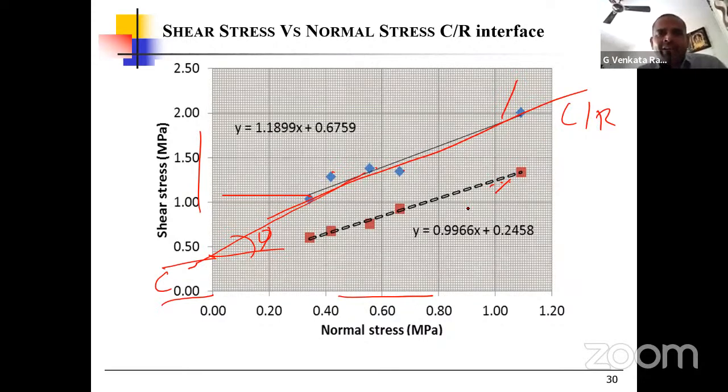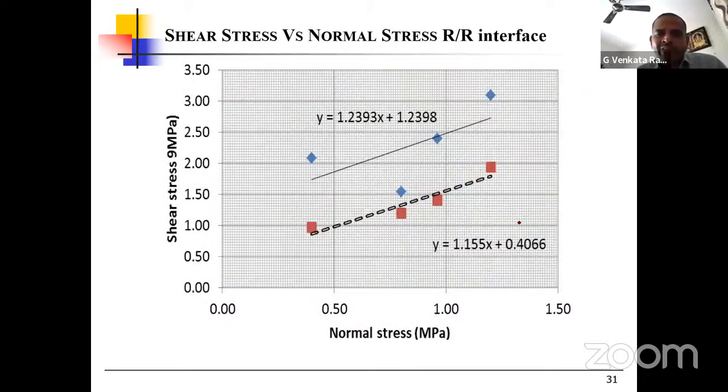So like that, I have calculated for the concrete over rock interfaces with respect to the shear stress and normal stresses. In the same fashion, I have calculated the shear stress and normal stresses for the rock over rock interfaces. Here we have taken only 4 values, because in rock over rock one particular block was not broken even at the higher loads.